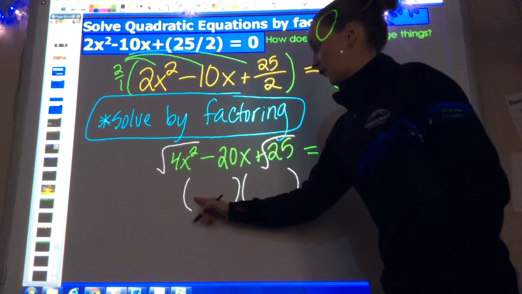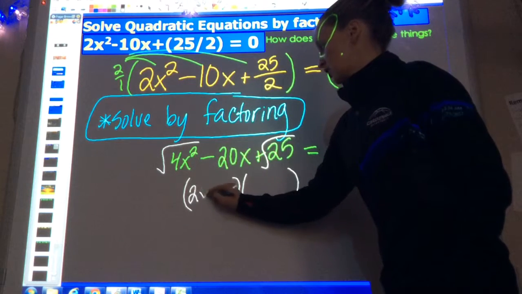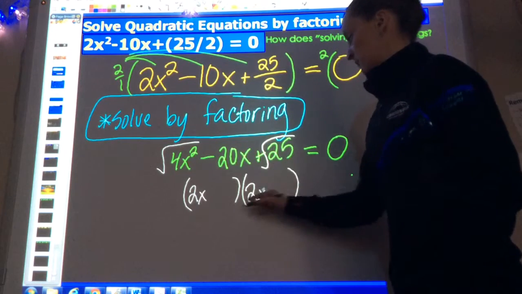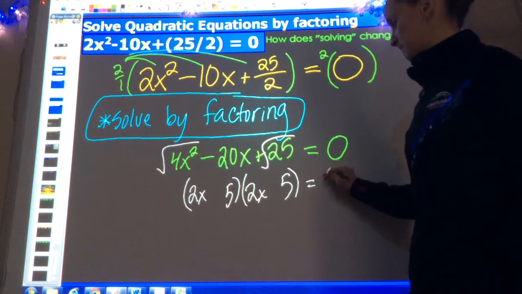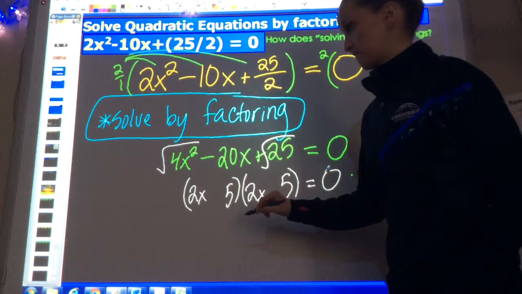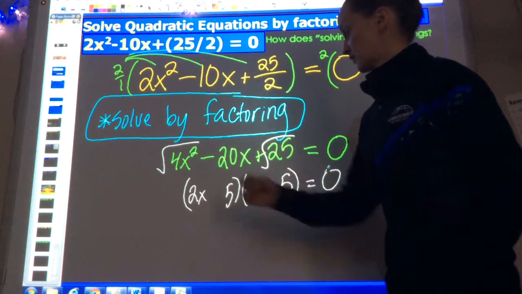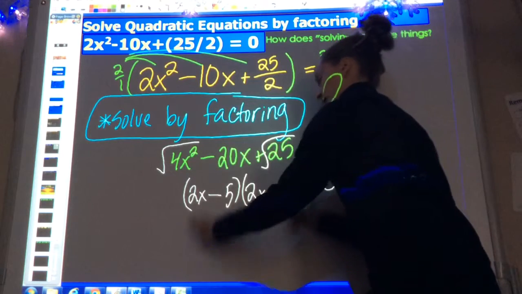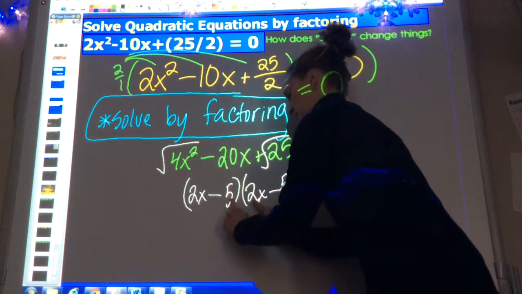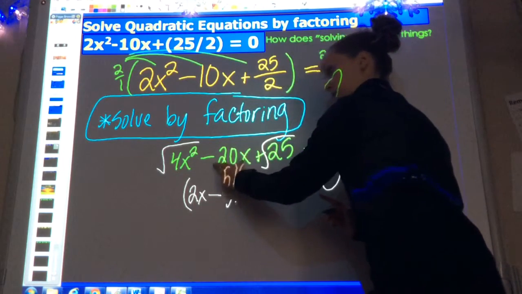What is our first term going to be? 2x. What's our last term going to be? What are our symbols going to be? Why does it have to be minus? Because of the middle term. And once again, we can check. This is going to be negative 10x, and this is going to be negative 10x, giving us negative 20 in the middle.